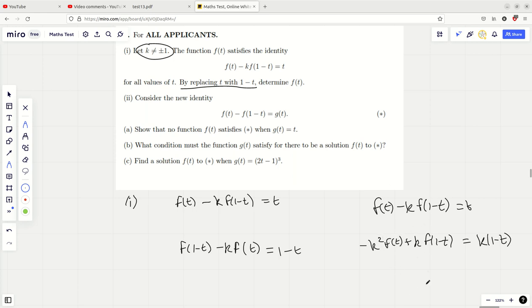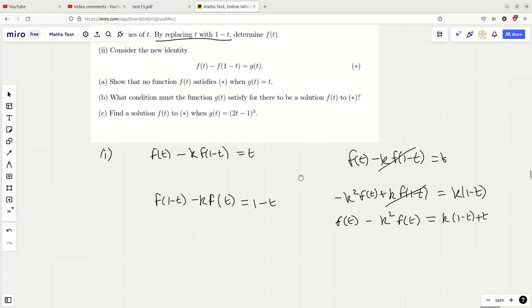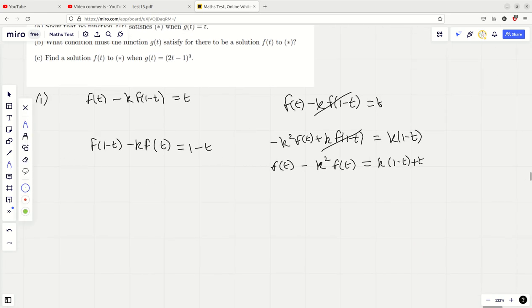Then we're going to add it together, and we're going to get f of t minus k squared f of t. We're adding everything, they cancel, equals k times 1 minus t plus t, and then we're just going to do the division at the end, because obviously we can factorize out the f of t to 1 minus k squared, divide it underneath, and you've got the answer.